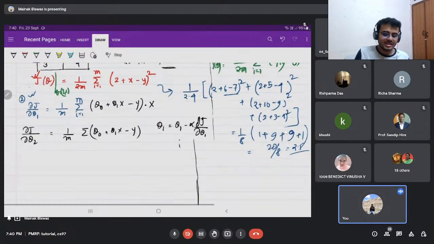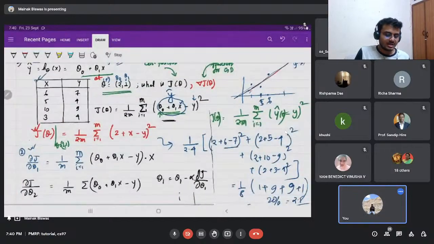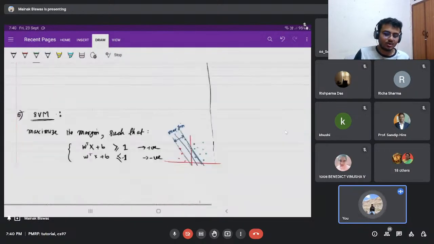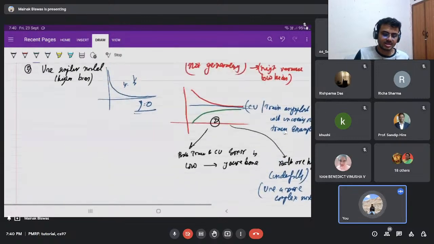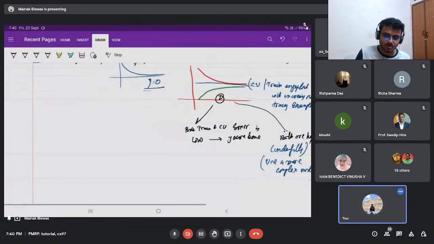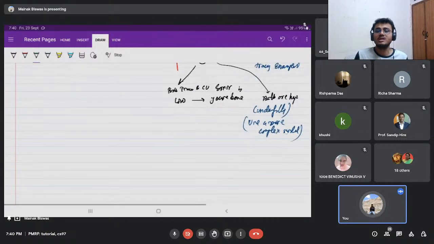So let's do the derivative. Let's keep this point in mind. Since Richa was asking, this type of question may be asked where you are told to find the optimal theta 0 and theta 1. In that case, you can just take the derivative and set it to 0.